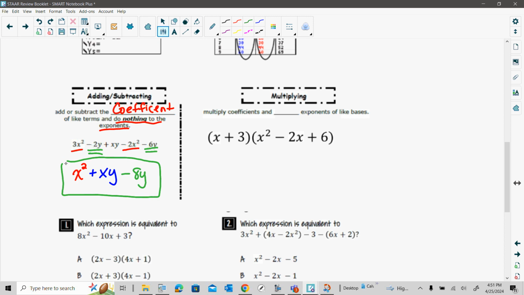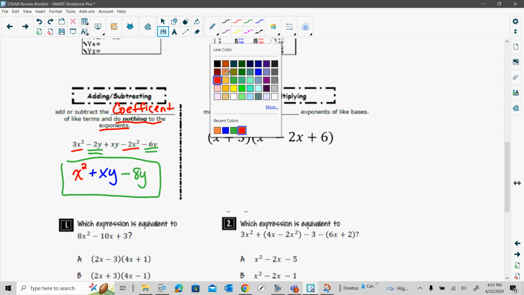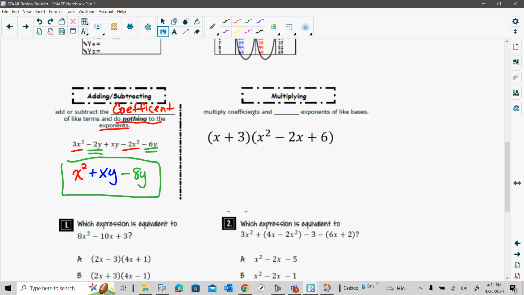And so this would give us our simplified expression. Now, when multiplying, the thing we want you to make sure you recognize is that when multiplying coefficients, you're going to end up adding the exponents of the like bases. So another way to kind of tackle a problem like this is to distribute each term.